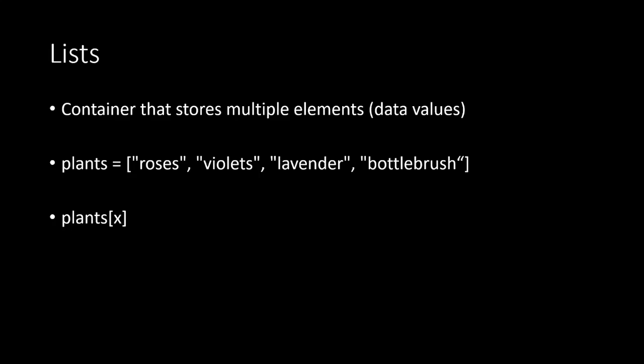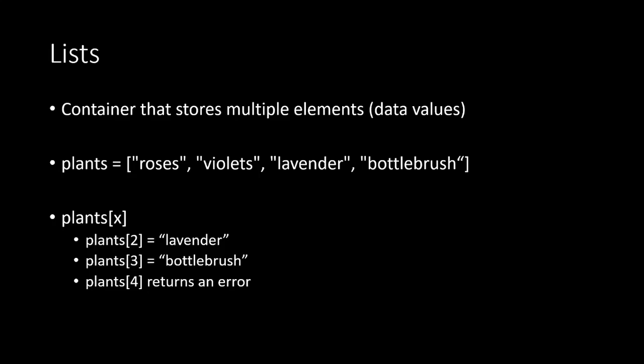Every element in a list has an index, starting at 0 and incrementing for every element. If we wanted to access lavender, we would say plants[2], since roses would be 0, violets would be 1, lavender would be 2, and bottlebrush would be 3.